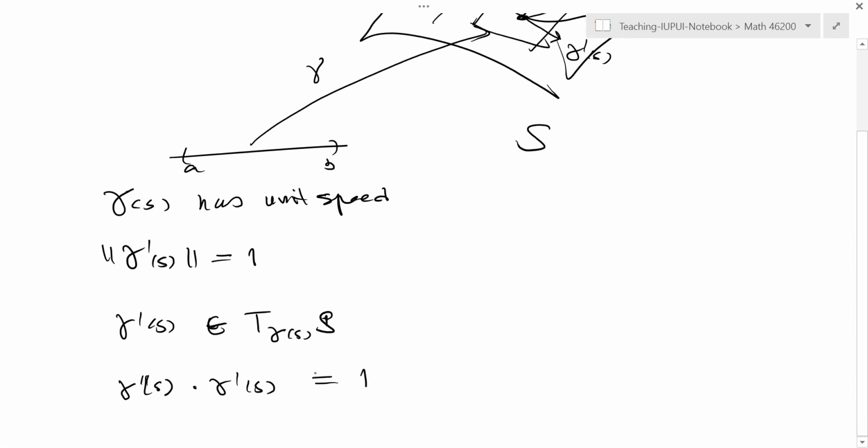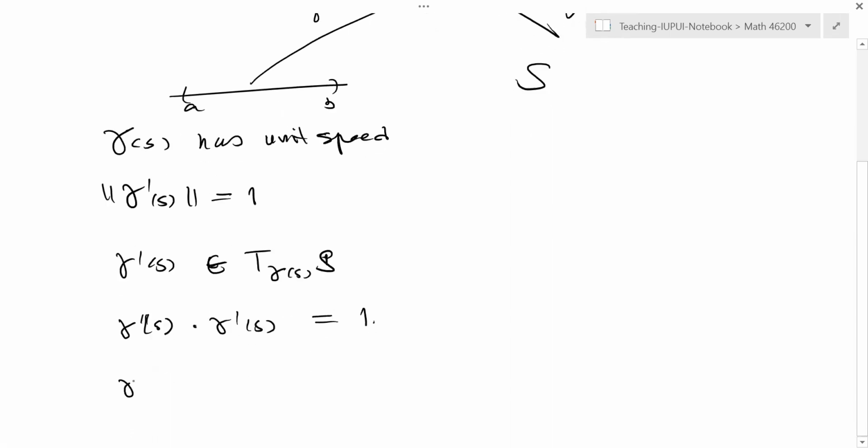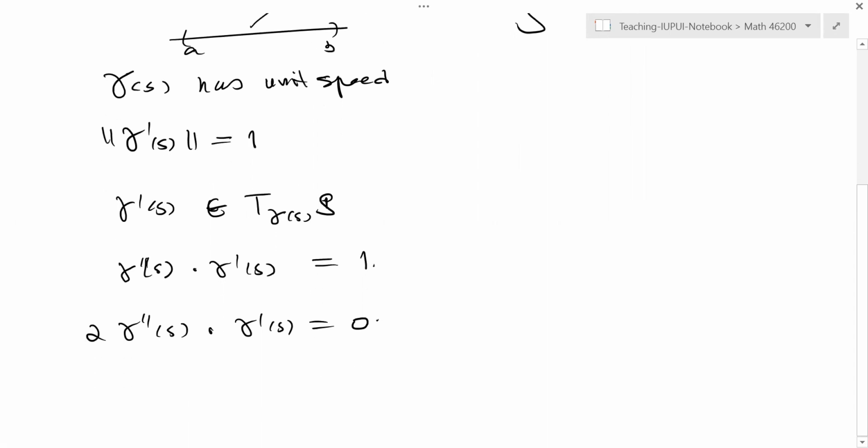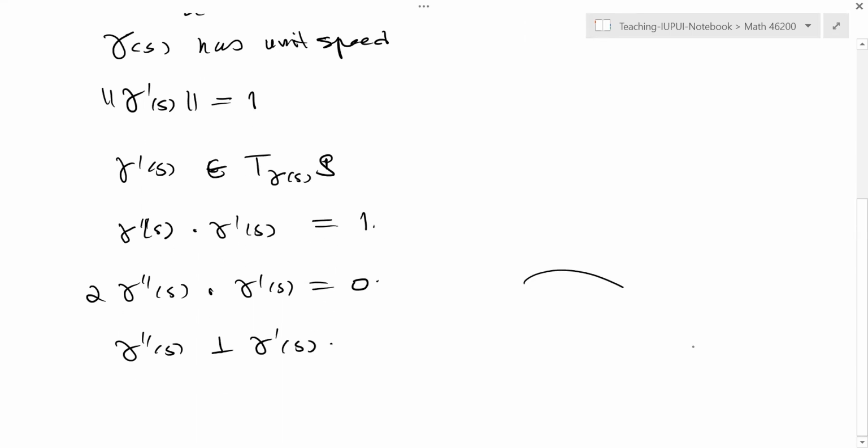Because this is always equal to 1, when I differentiate twice, I get 2. When I differentiate this, I get this. So what does that mean? That's gamma prime(s) is perpendicular to this. Let's go back to this picture. This is gamma prime(s), this is a normal vector n, and this is the cross product.